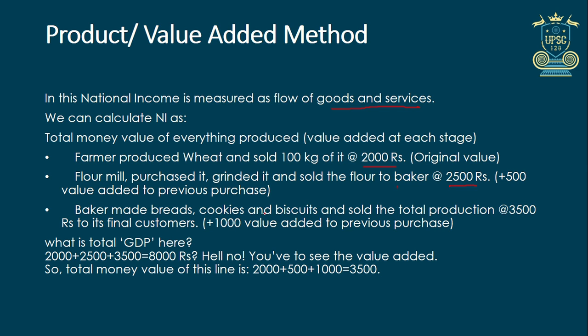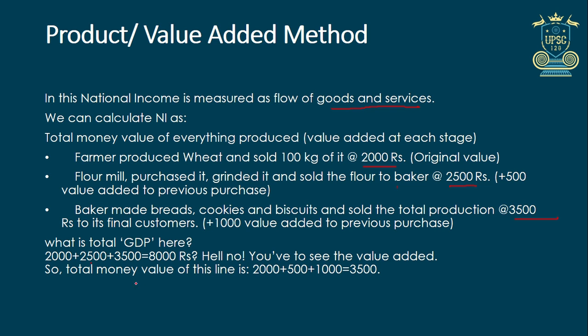Now here 500 rupees is the value added. Now the baker is making it into bread or cookies or biscuits and then he is again adding value, and he is selling to the customer at 3500. Now 1000 rupees is the value added. Now what is the GDP? When we calculate the national income, whether it is the 2000 that the farmer got, then 2500 at which the flour mill sells to the baker, and then 3500 at which the baker sells, totally 8000? No, it is not that.